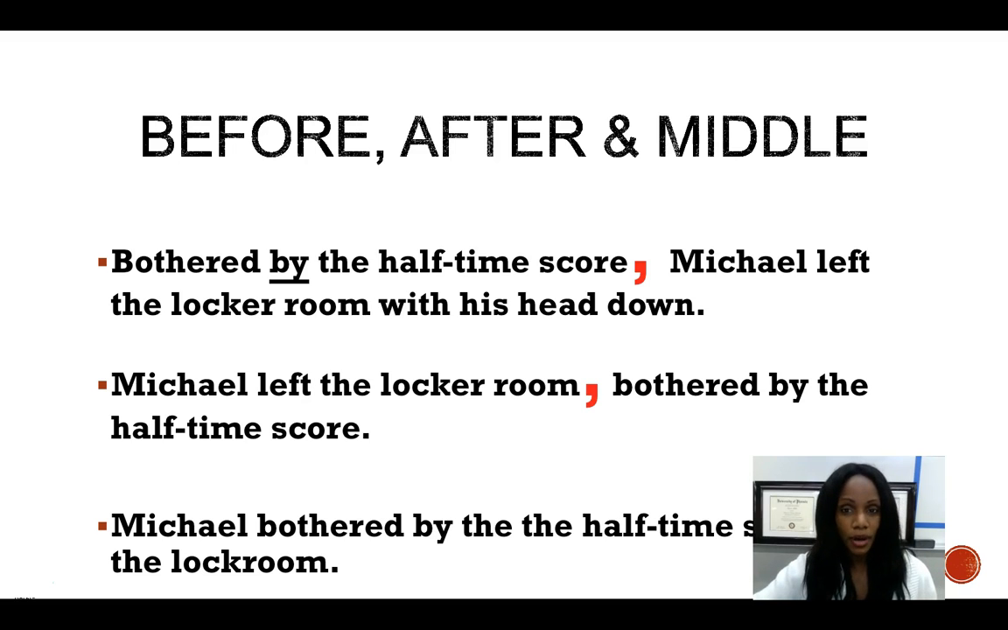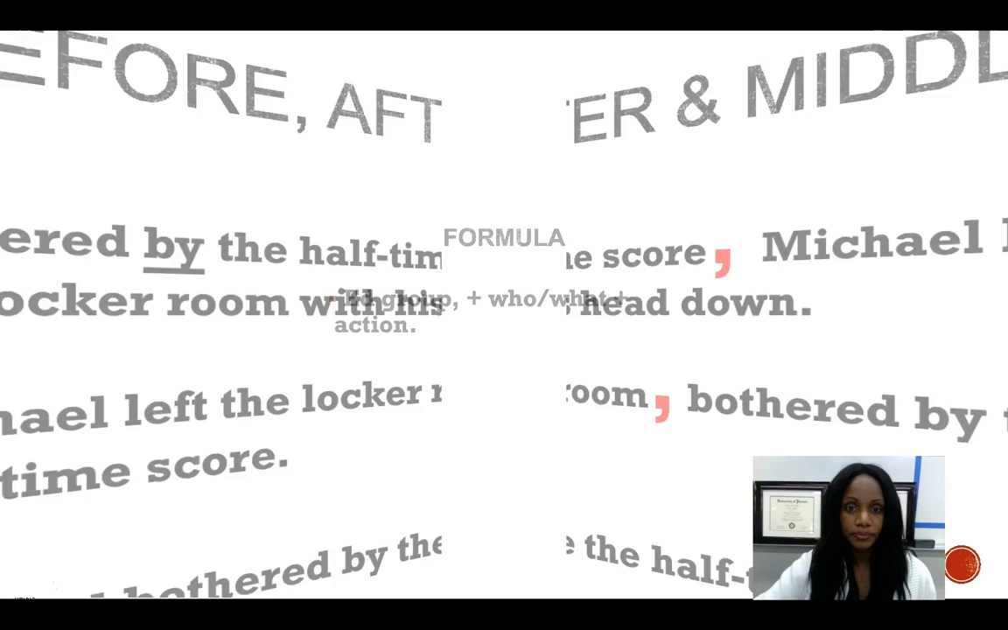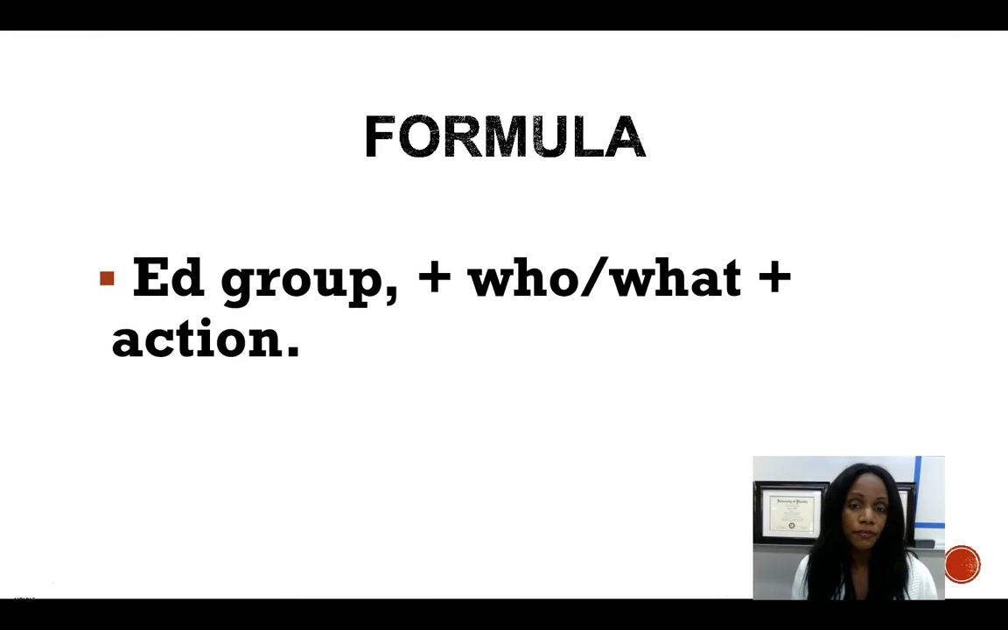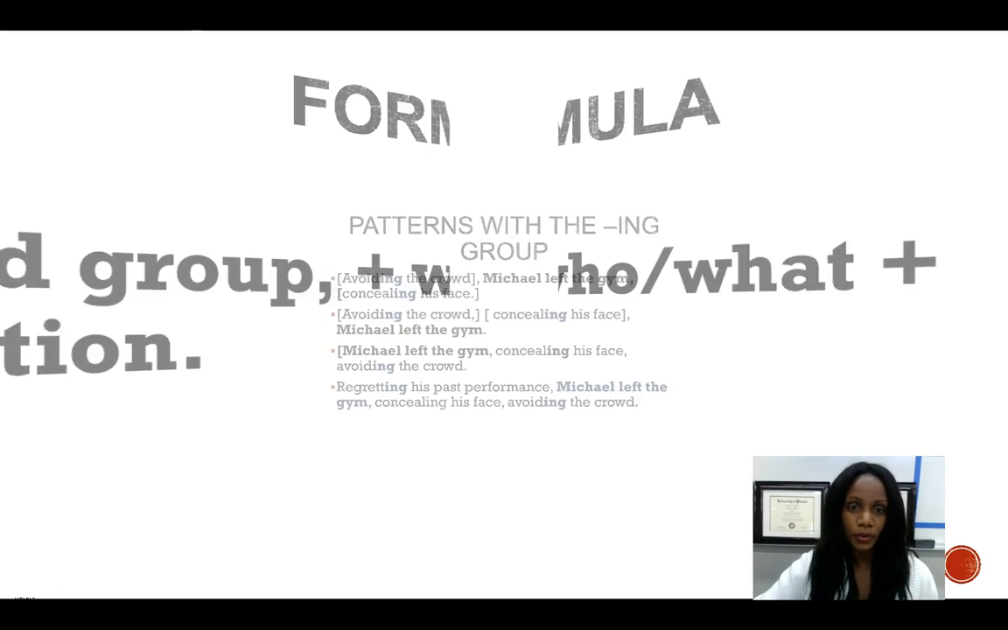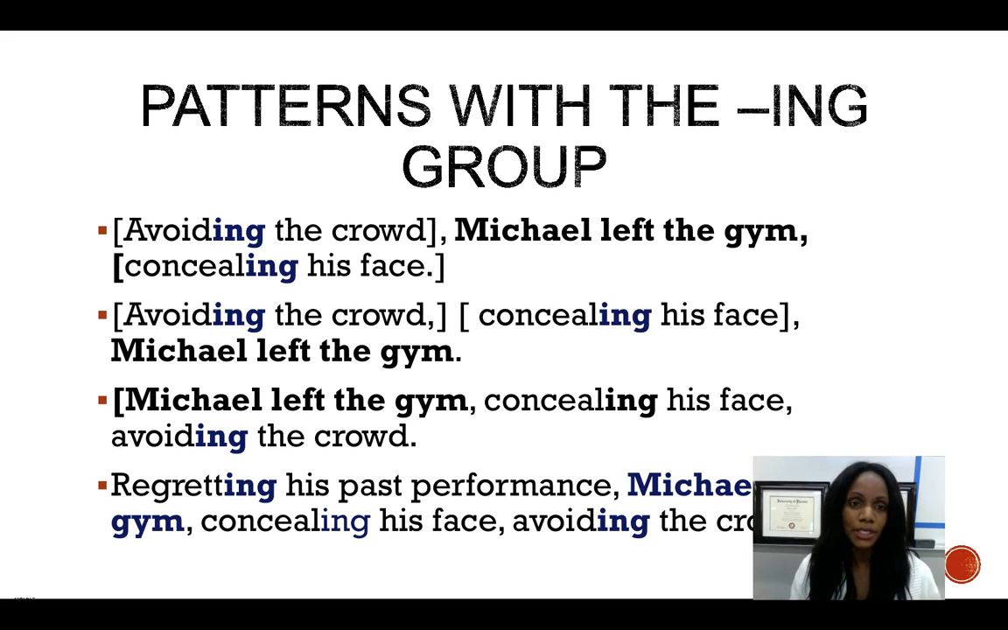So feel free to pause. I'm hoping that you can see some of the differences. And essentially the formula for this would be the ED group, comma, followed by the who or what, plus the action. Pretty simple. It functions in the same way as what you saw before when you do the backwards, when you put it at the end.